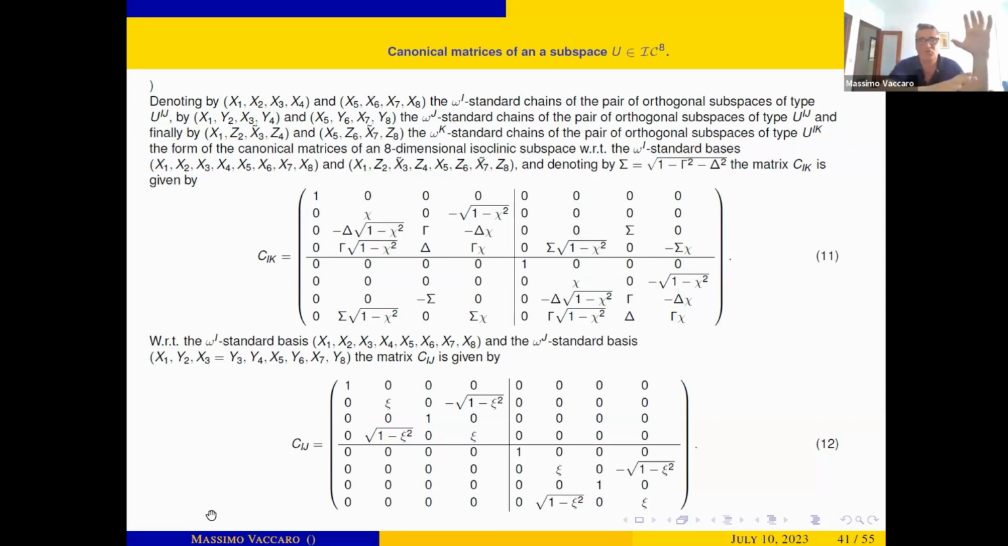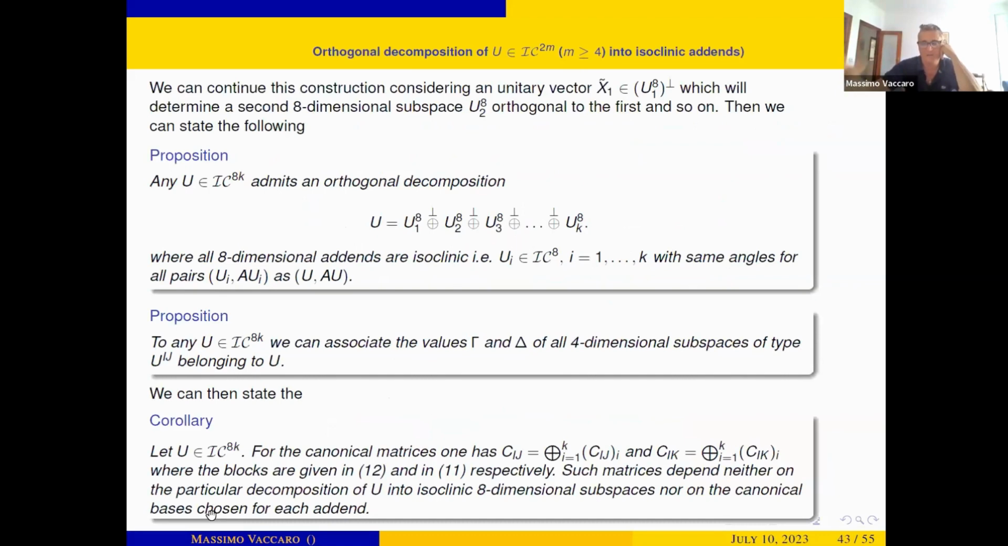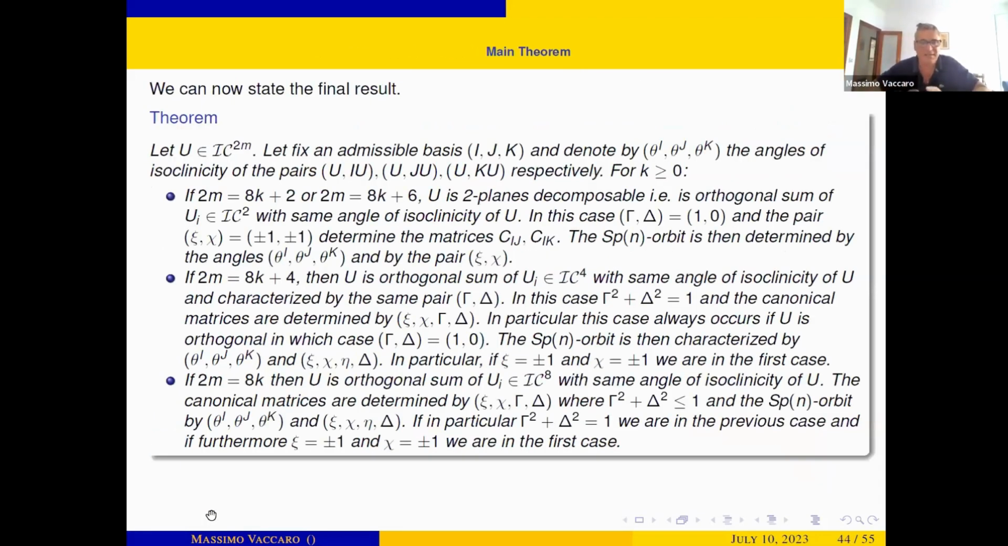So dimension 2, we already know. Dimension 4, we already know. Dimension 8, we already know. But for every subspace, we go straight to the main theorem of isoclinic subspaces. That is the one that I read. It's the important theorem about isoclinicity.